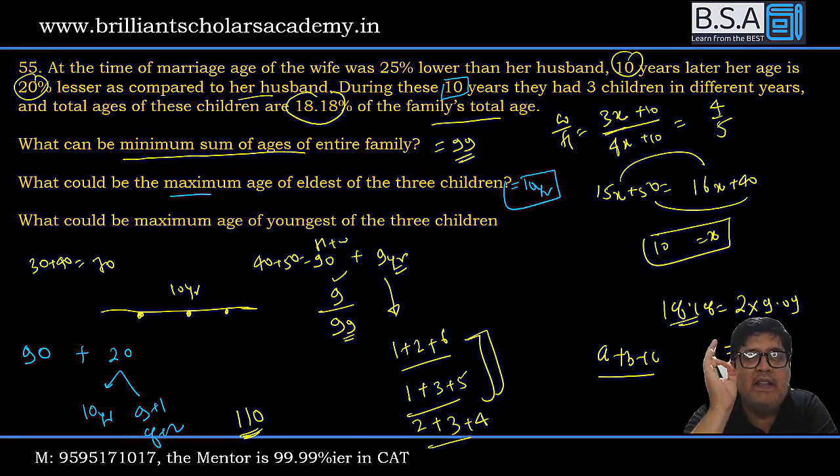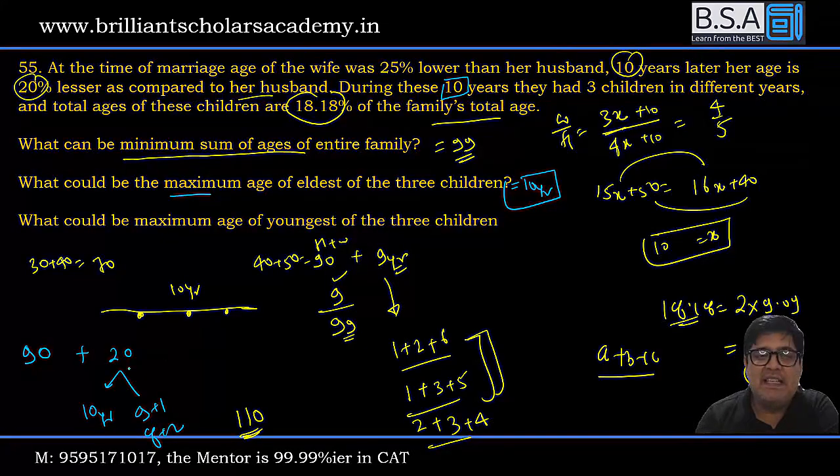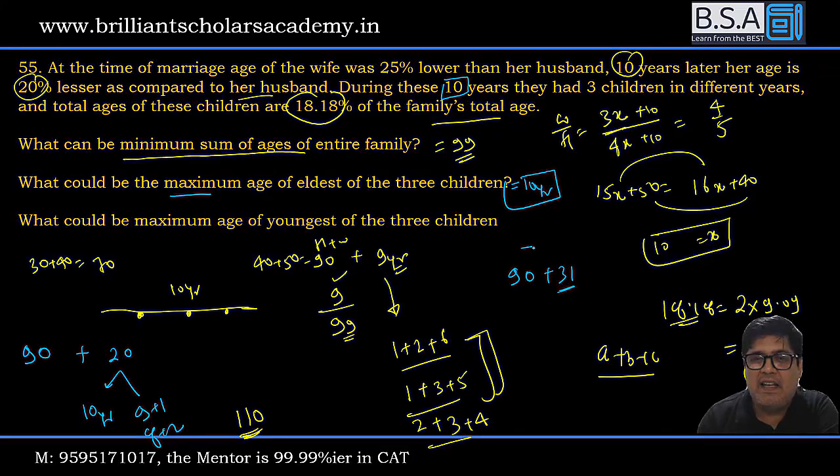What could be the maximum age of the youngest child? We have to maximize the youngest child's age. Can I say, can we go higher than this? What is the next multiple of 11? 121. So from 90, if I want to make 121, I need 31. To make 31 with 3 numbers, I would need 10 plus 10 plus 11, which is not possible. 121 cannot be made. We will have to work within this.